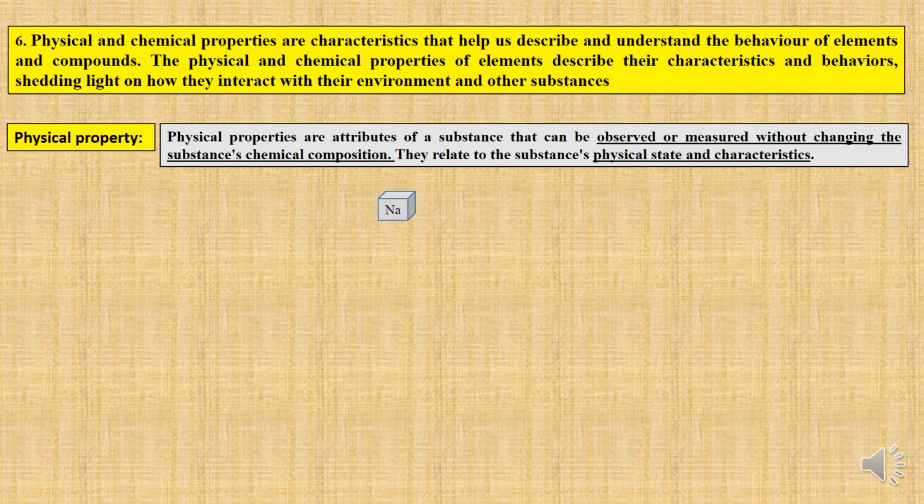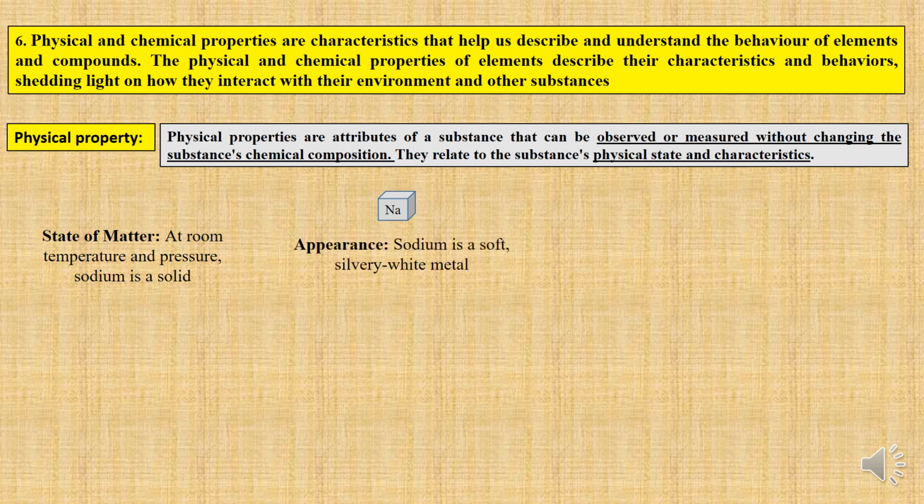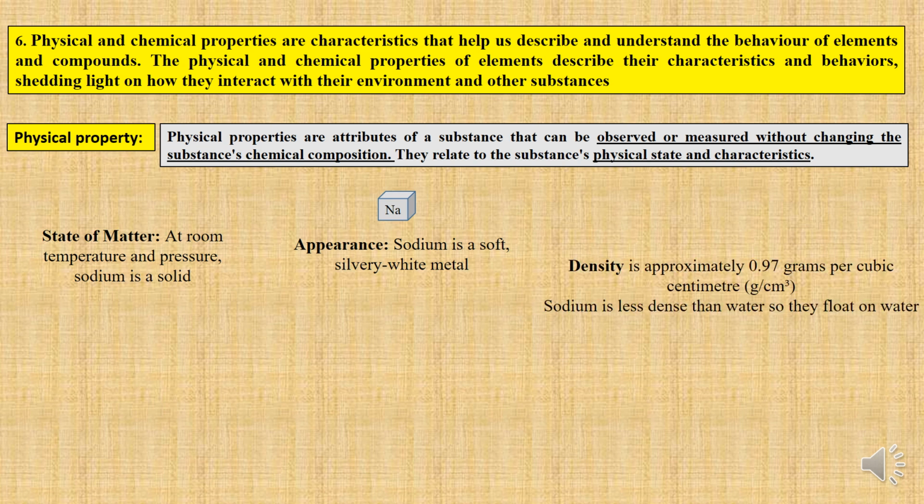Let us consider the sodium element as an example. At room temperature and pressure, sodium is a solid and it's a soft, silvery white metal. Its density is approximately 0.97 grams per cubic centimeter. Sodium is less dense than water, so it tends to float on water.